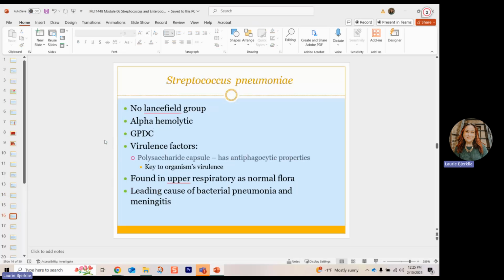It is a huge cause, as its name implies, of pneumonia. It is the number one cause of community acquired pneumonia. And it also is a big cause of meningitis. So two very significant infections that it is known to be linked with. And of course, it's not just those two. We can find strep pneumoniae with some other things, but we're just whittling it down to the essentials here.